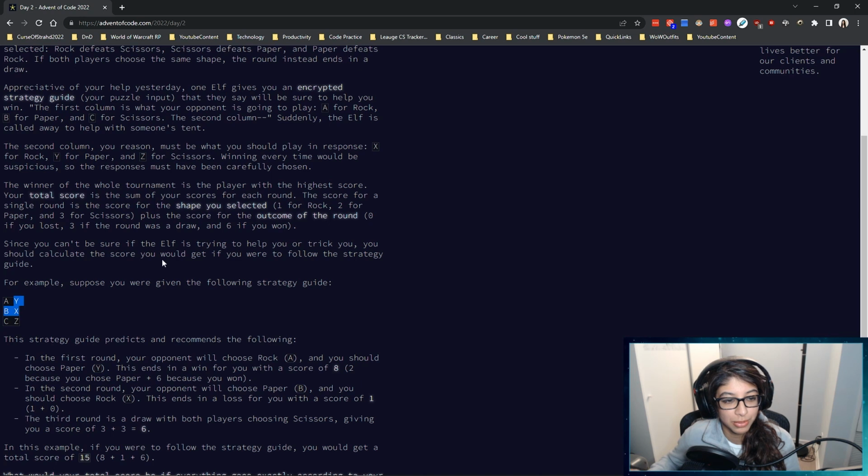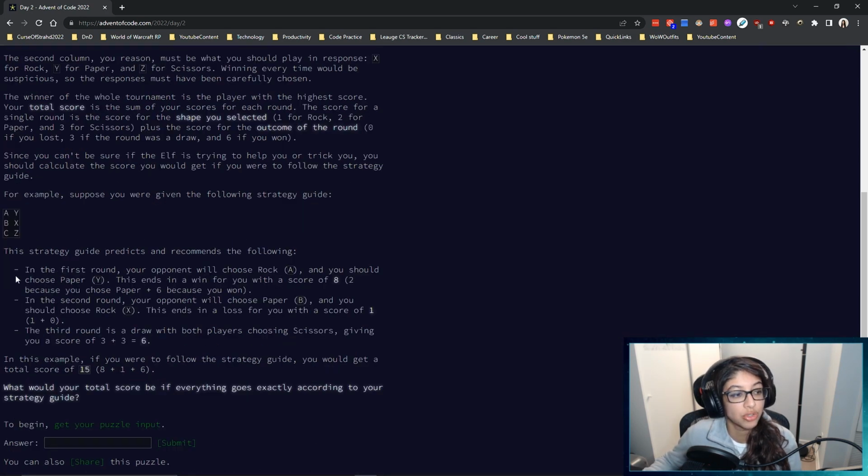So the elf told us, or well, actually they didn't tell us, they just left, but kind of rude. But we surmised that these symbols here, X, Y, and Z, must also correspond to what you have played in response to your opponent. So A, B, C is what your opponent played, X, Y, Z is what you have played. So we surmised that X is for rock, Y is for paper, and Z is for scissors. Based on this, what is the score that we would get if we played this in response to whatever our opponent plays? So let's go ahead and do that.